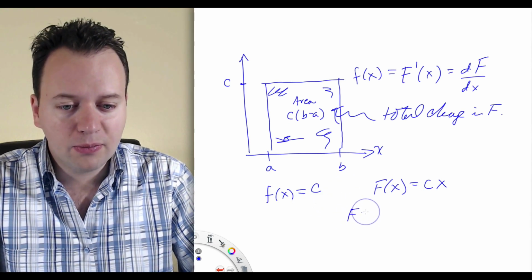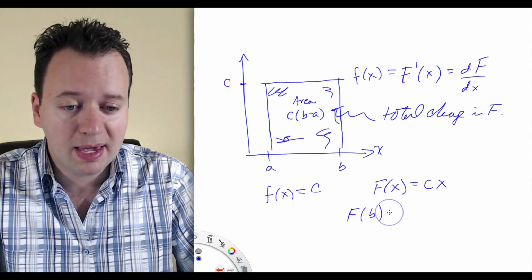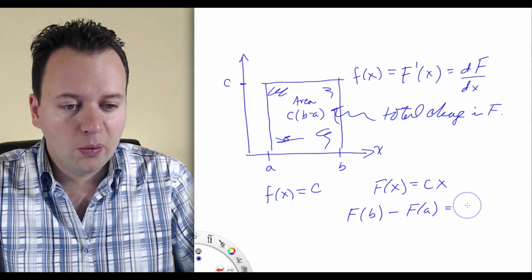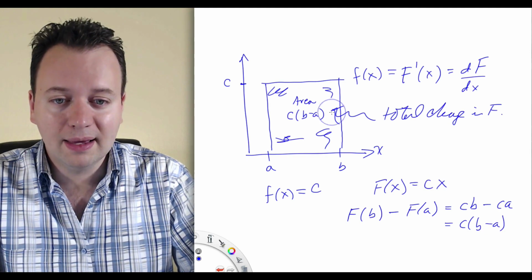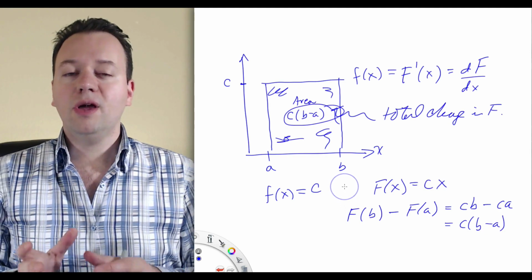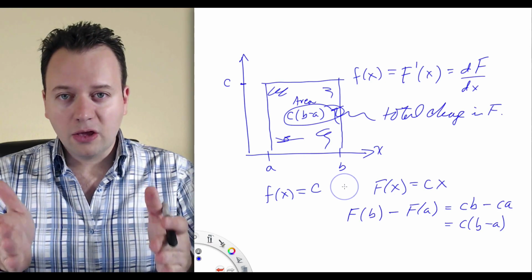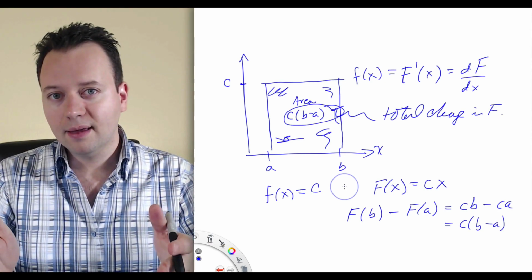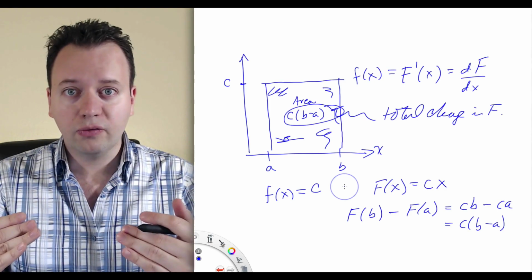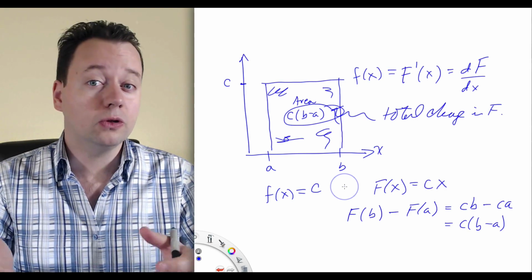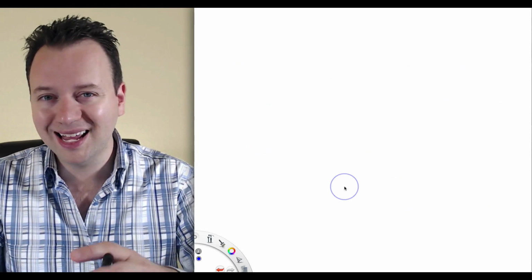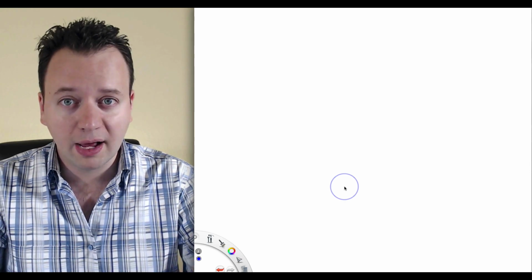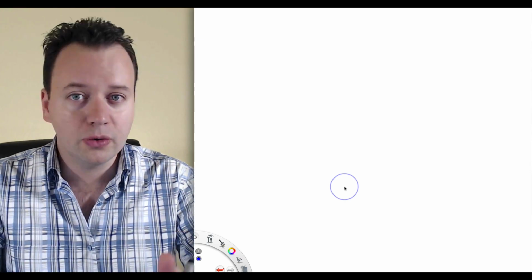Now, what happens if we compute the difference between capital F of b and capital F of a? We get c times b minus c times a, which is equal to c times (b minus a). Now, c times (b minus a) is, again, the area under the curve. So whenever you have a constant function and two endpoints, a and b, the area underneath that constant value between a and b is just equal to the total change in the antiderivative. Now, the same way we extended this from the case of constant velocity to general velocity, we can extend this from a constant function to a general function.